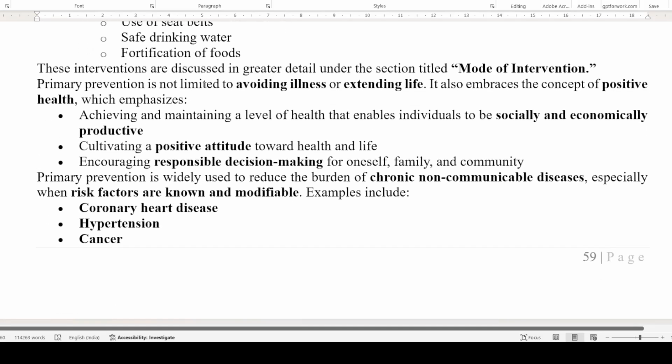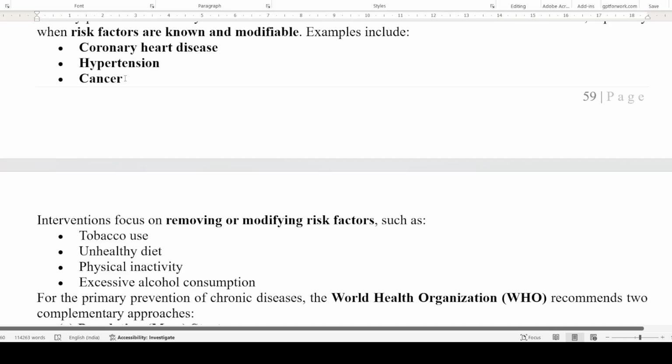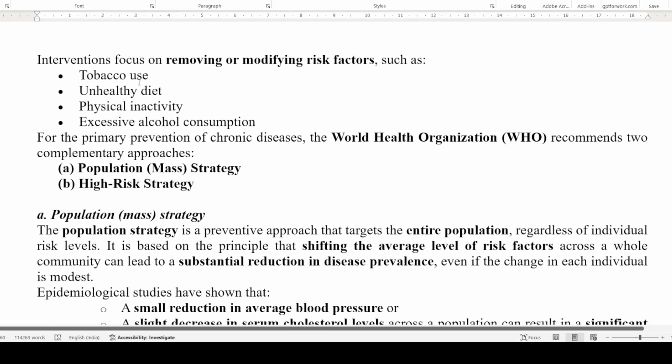Then, primary prevention is not limited to avoiding the illness, it is the concept of positive health. If we have positive health, then we will not develop certain diseases. Particularly, we are talking of the chronic non communicable diseases, the lifestyle diseases. And lifestyle diseases are coronary heart disease, hypertension, cancer, and today diabetes is also in this list. So interventions focus on removing the risk factors. So no tobacco use, no unhealthy diet, physical inactivity should not be promoted, physical activity should be promoted, and excessive alcohol consumption should be prevented.